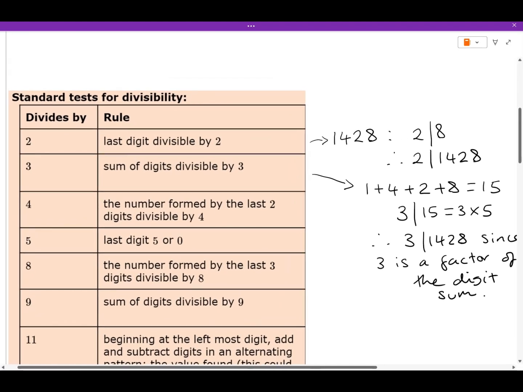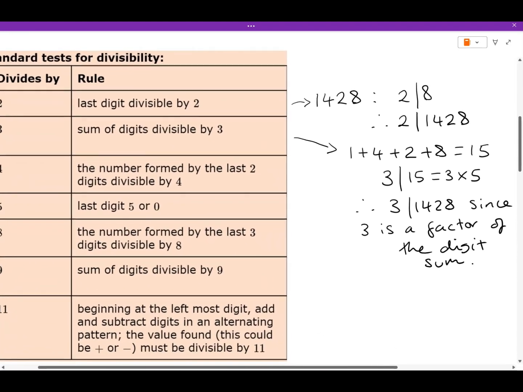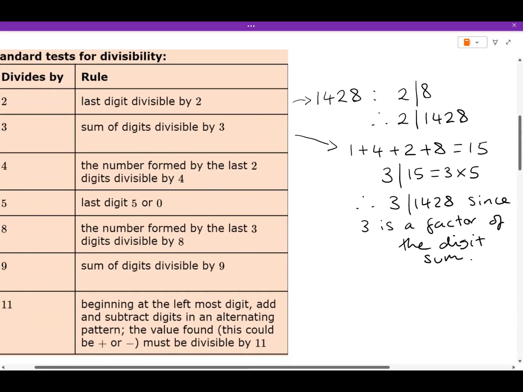Okay, right, next one, let's look at 4. The number formed by the last 2 digits is divisible by 4. In terms of why it's true, because 100 is divisible by 4, that means 200 is divisible by 4, and so on. So essentially you get a reset every time you hit 100. It's just like counting in multiples of 4 again from 0.